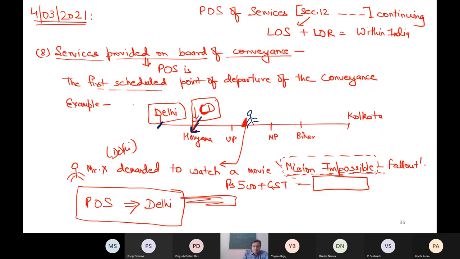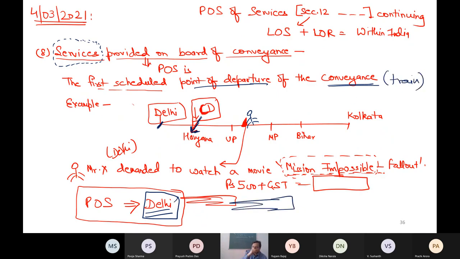The answer will be Delhi itself, not Haryana. Why? Because I am not supplying the goods. In case of goods, the answer is the place where goods are taken on board. In case of services, the answer is not dependent on the place where services are taken on board. The answer remains the same as per the provisions of the Act: the first scheduled point of departure of that conveyance. Conveyance means the train in this example. So still the answer remains Delhi. Is the point clear? The person who said Haryana, is the point clear that Delhi is the answer?